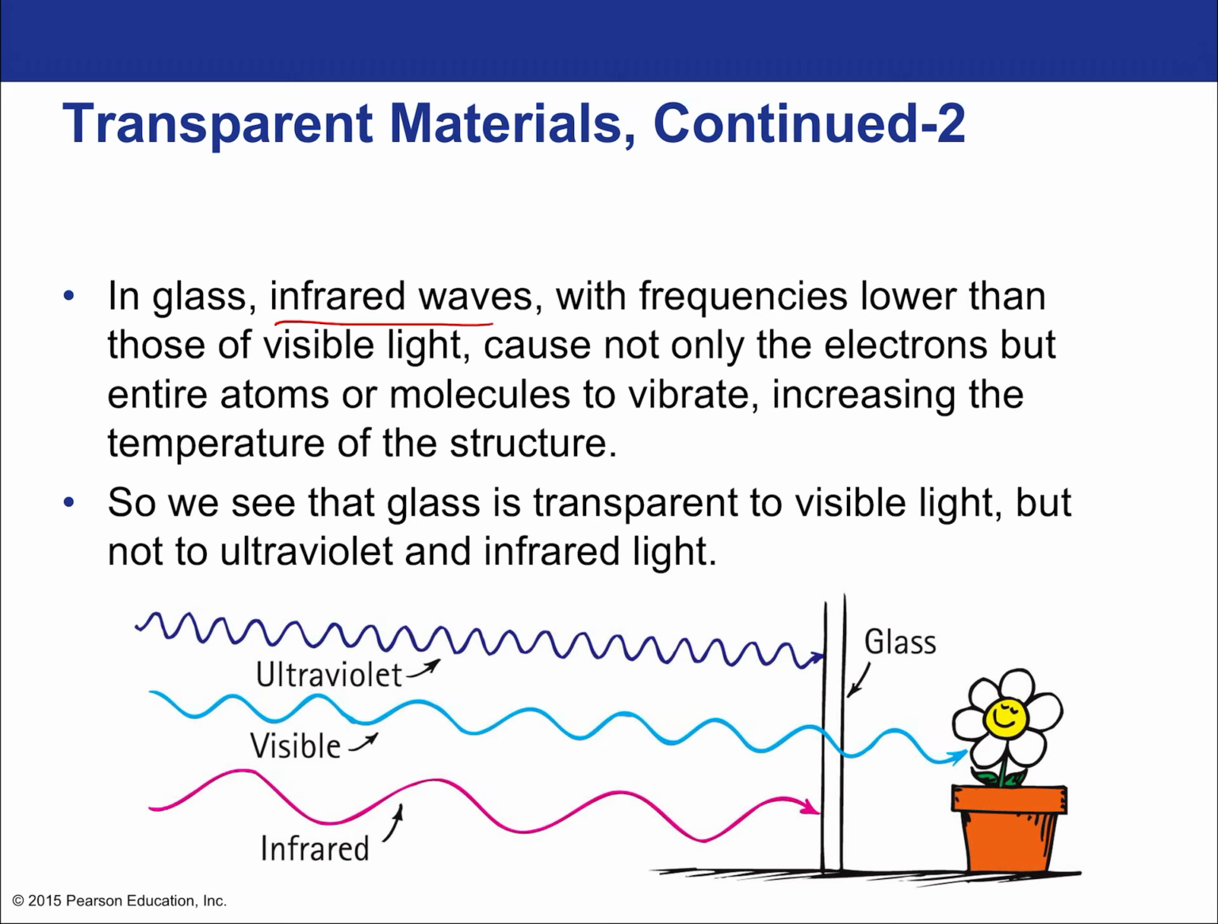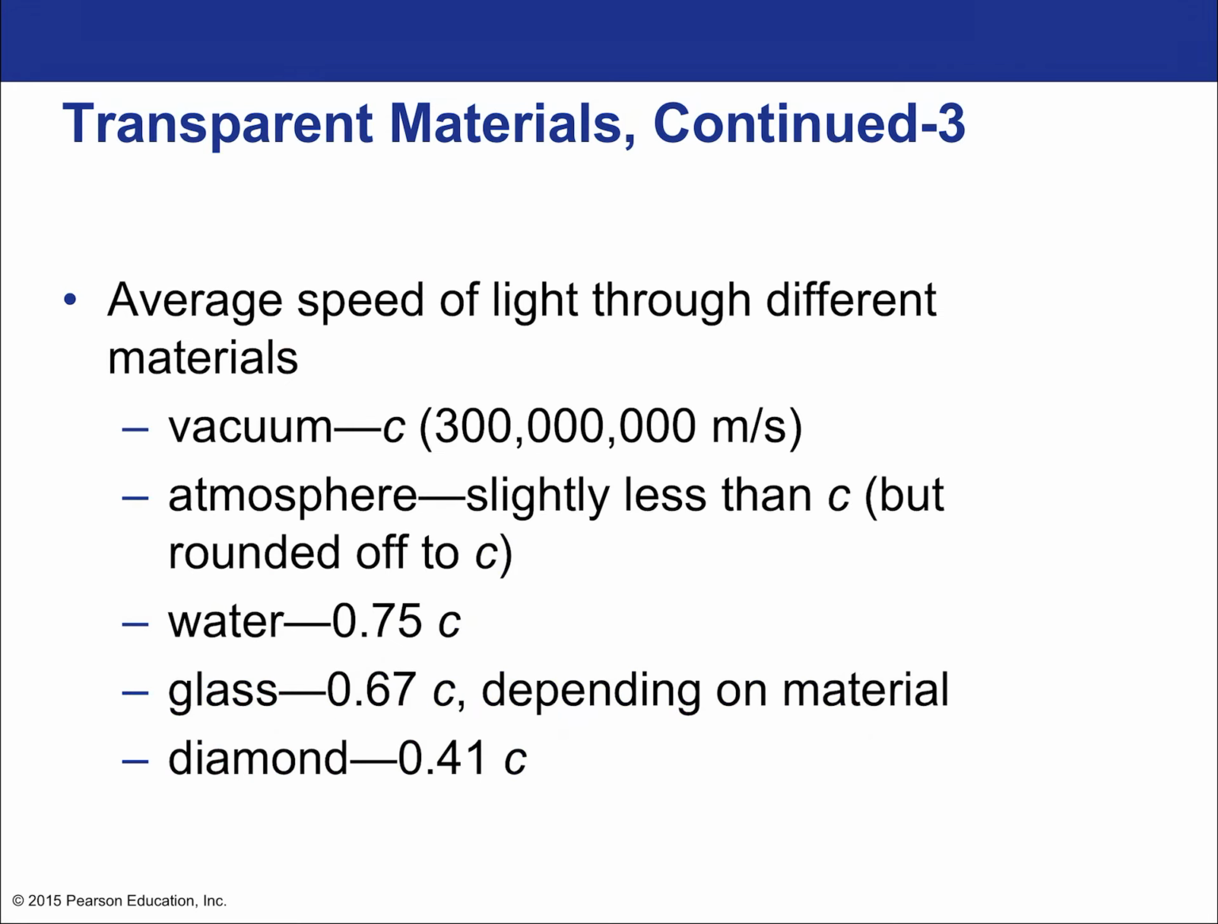Likewise, ultraviolet light will not pass through glass because it will cause the electrons to vibrate, and that also just heats up the glass, but the actual light does not pass through. So in other words, light is able to pass through glass if it's visible light, but ultraviolet and infrared light do not pass through glass.